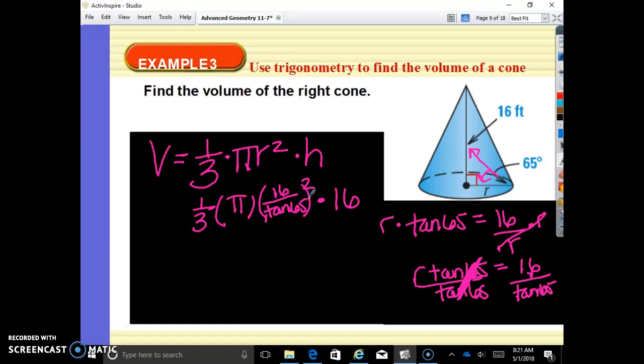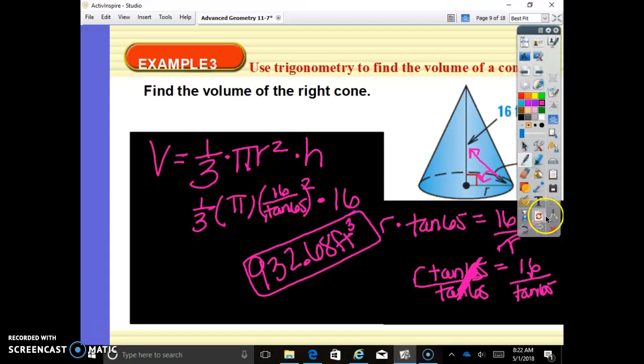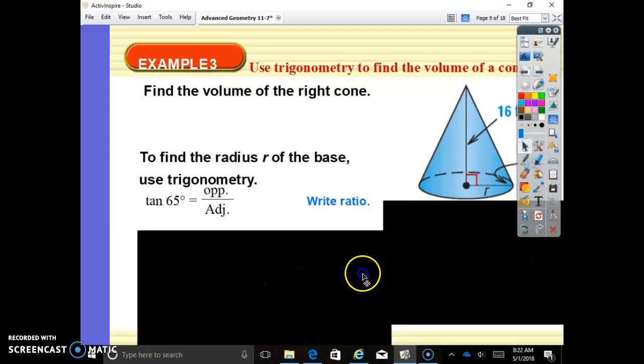All right, at this point we can use our calculator. 16 divided by tan 65, squared, times 16, times pi, divided by 3. And I got 932.68. And this was in feet, so it's feet cubed because volume is always cubed. 932.68.